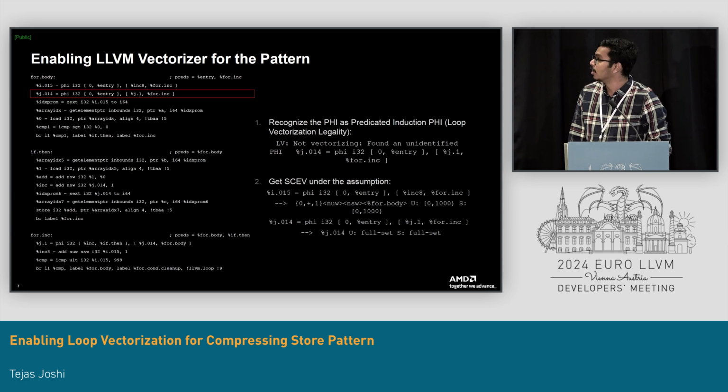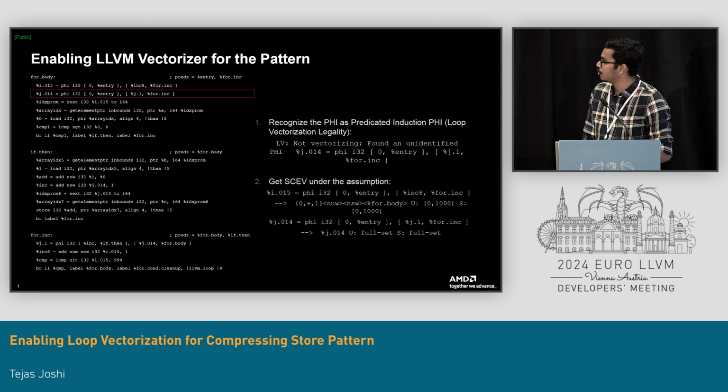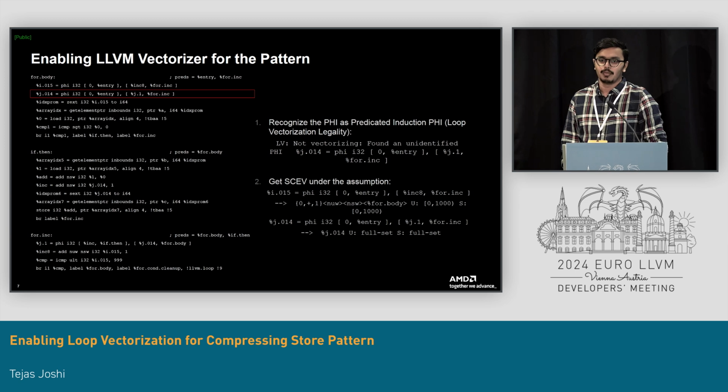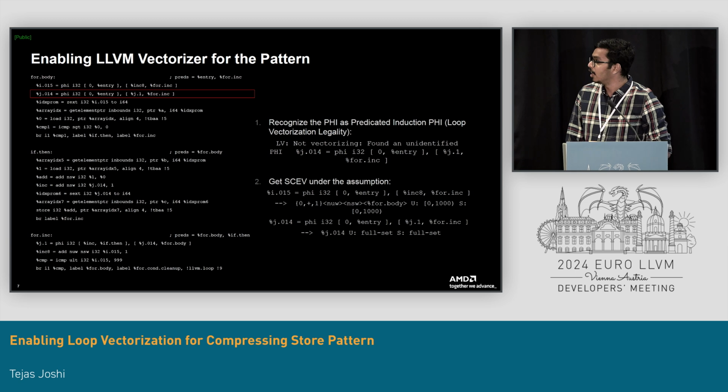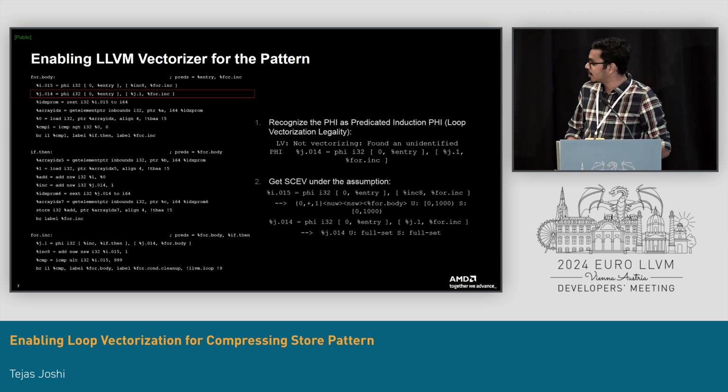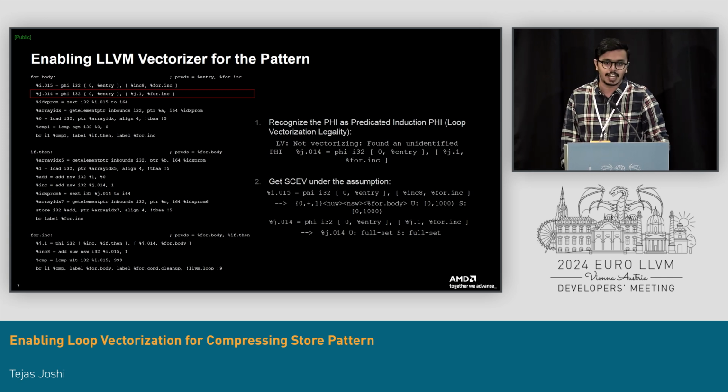I don't know if it's visible, but what currently happens, if I use debug logs, is that it will first bail out saying it has found an unidentified phi. For our predicated induction variable, the phi at the header is not recognized. There are multiple reasons, but one of them is that the SCEV is not the same as for an induction variable, because we will not be able to calculate it as an induction variable. For an induction variable, the SCEV is something like start value, direction, and the step.